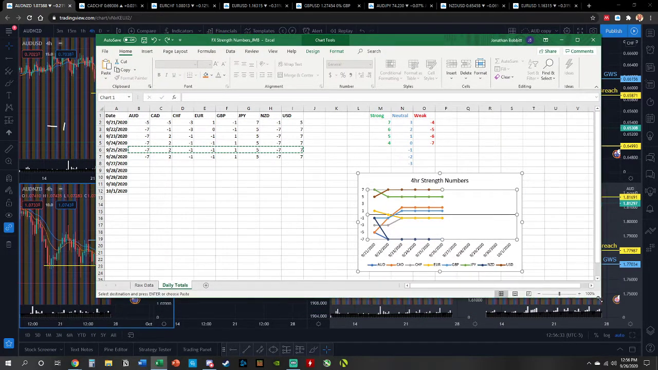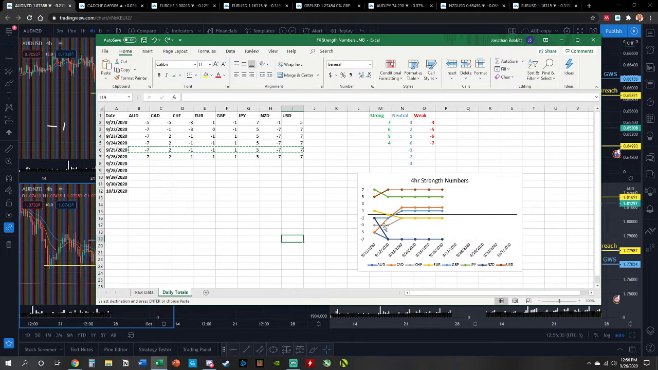Let's make this a little bigger. You have this chart or this graph, and you can kind of see the flow of the different currencies on a daily basis, basically off of the 4 hour. And so what you can do is, okay, you can see here I have strong are these numbers, 7, 6, 5, 4. Neutrals is 3 to -3. Weak is -4 to -7.